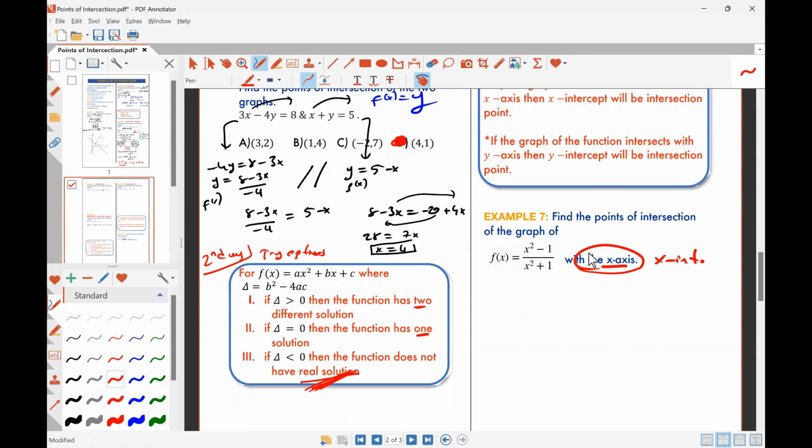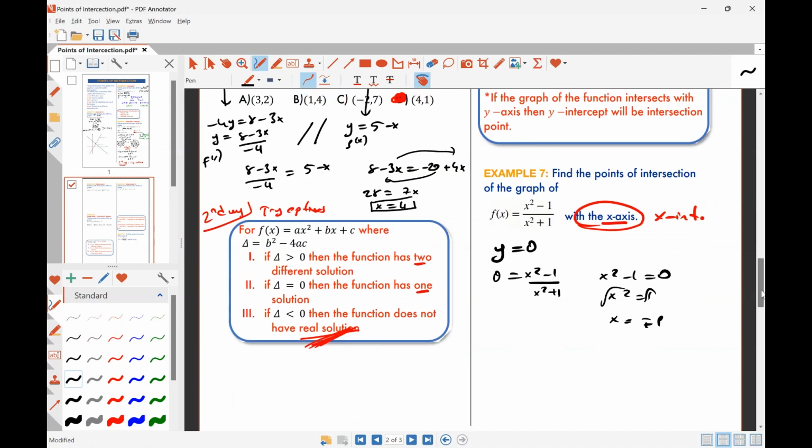So find the x-intercept. So what do we do to find the x-intercept? We set y to be 0. So 0 equals x squared minus 1 over x squared plus 1. Cross product, x squared minus 1 is 0. So x squared is 1. By taking the square root of both sides, x is plus and minus 1. So I got the points.